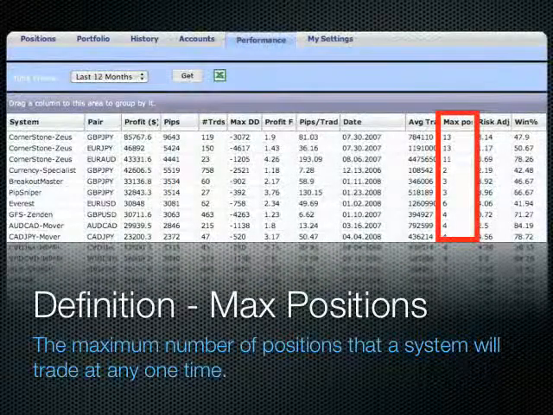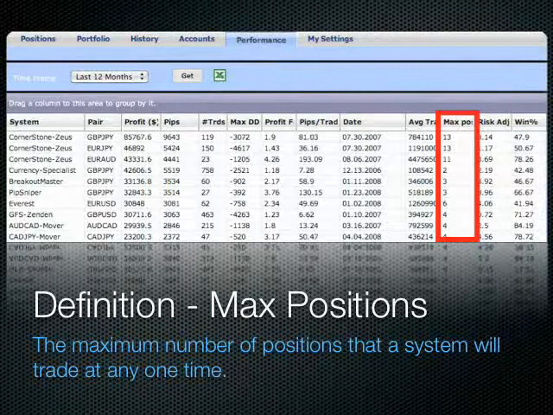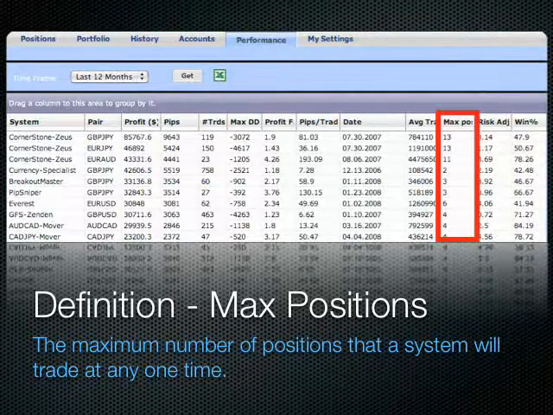Finally, we have the max positions column. This column will show us the maximum number of positions that a particular system will have open at any one time.